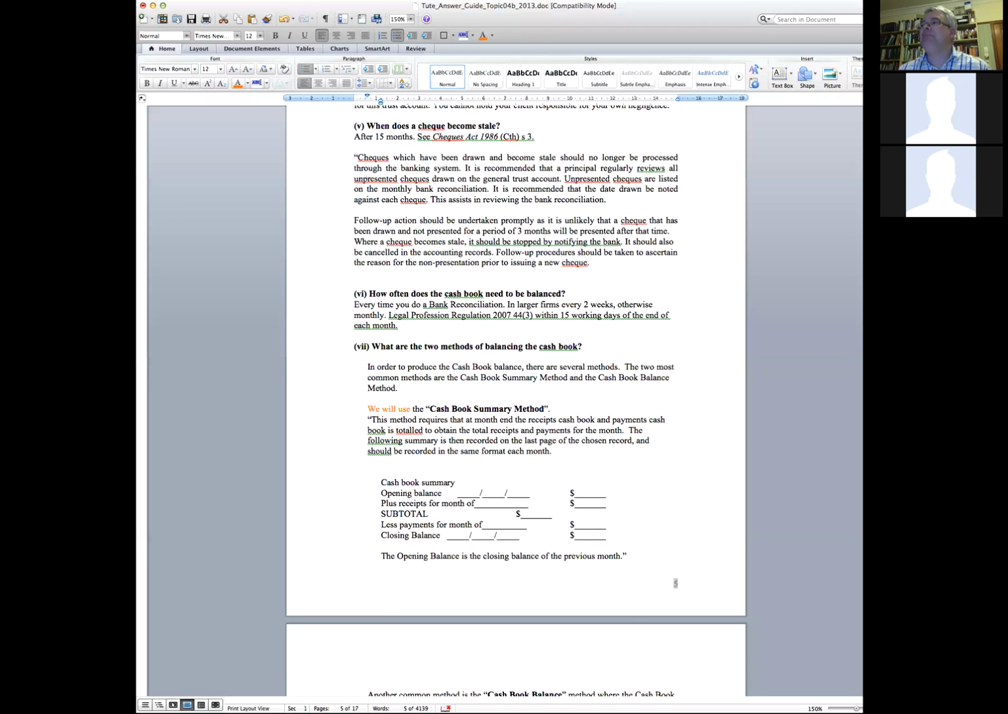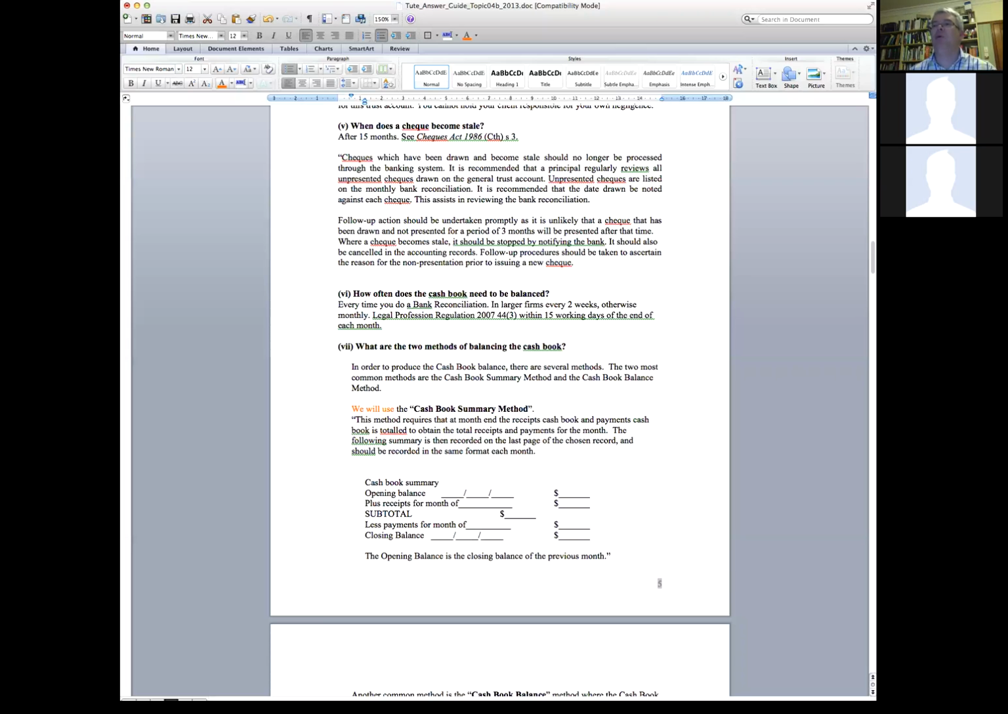Okay, all right. So we were up to the point where, when does a check become stale? It's 15 months after the date of issue, but you wouldn't want to wait 15 months before chasing up people who haven't banked the checks. So really, if it's not presented within 3 months, it's unlikely that it's going to be presented. So at that point, you really need to contact the payee who you paid the check to, and just see what's going on.